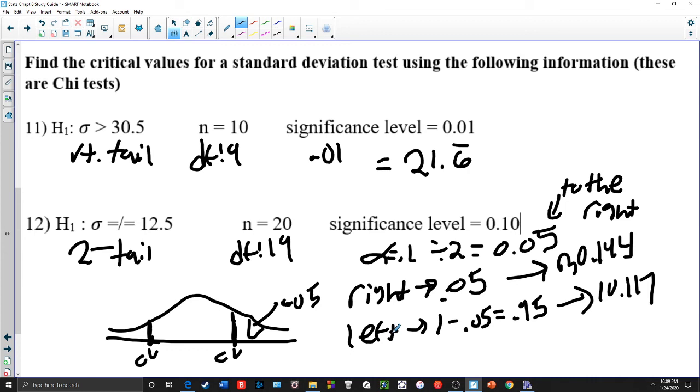So when you're looking up a critical value for a two-tail test in a chi-square table, you want to make sure you cut the significance level in half and then do a right tail test on it and then do a left tail test on it essentially. So take 0.05 and do a right tail test and find the critical value, then 0.05 and do a left tail test, which will require you to subtract from 1, and then find that critical value. So basically just do the same problem twice, once for the right and once for the left.